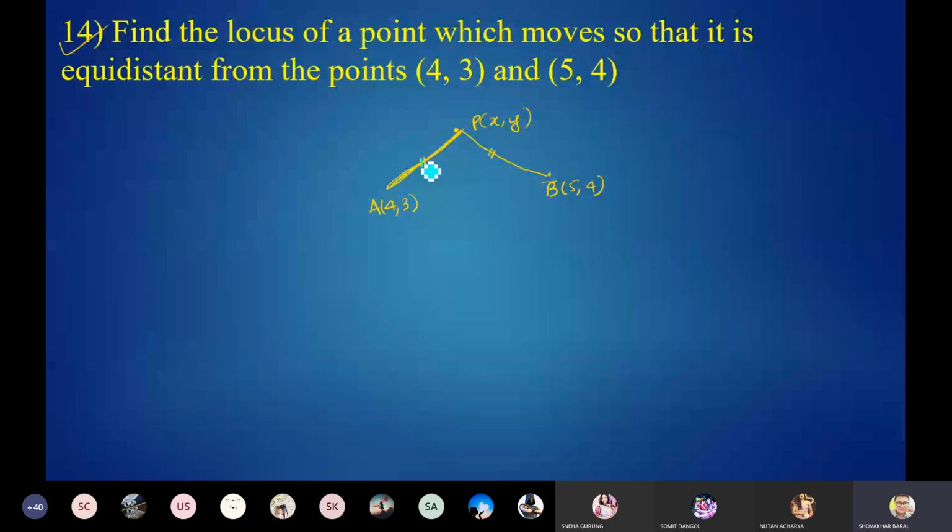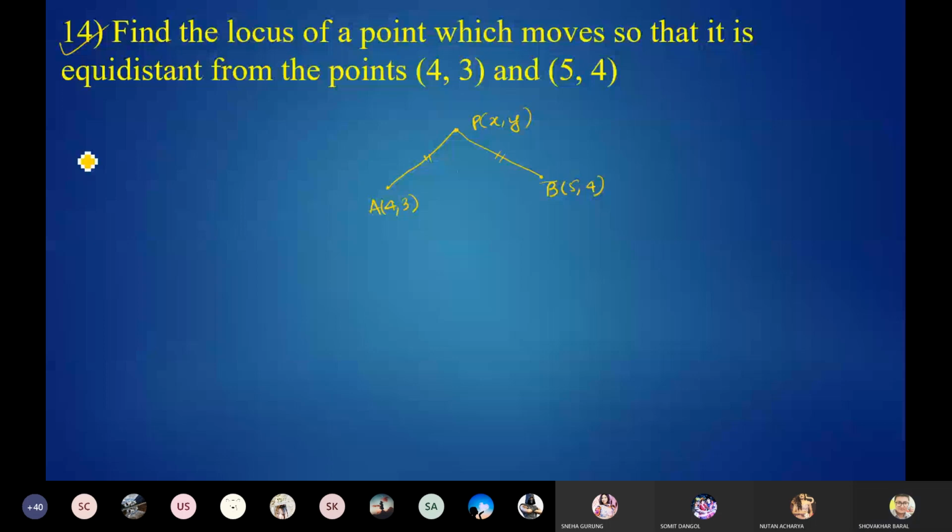And you can draw this equal sign here. Distance between A to P and P to B is equal. Please try to make them equal. It must appear equal.